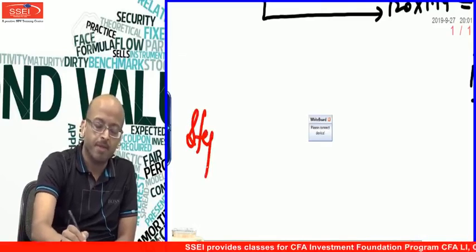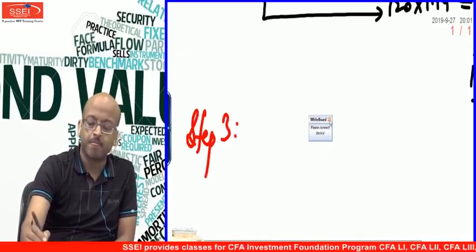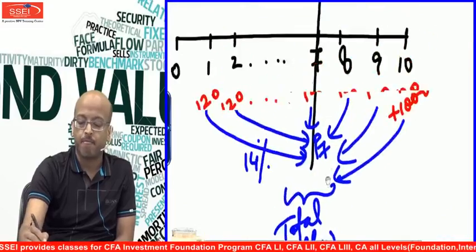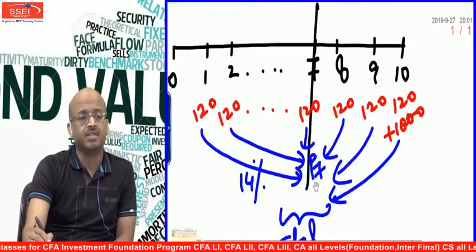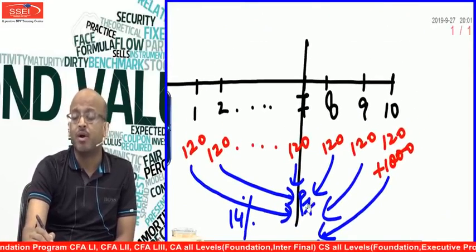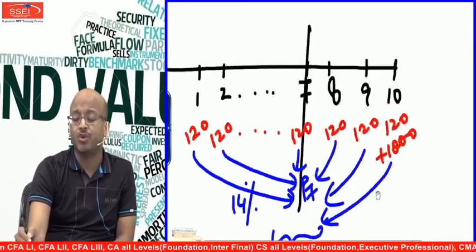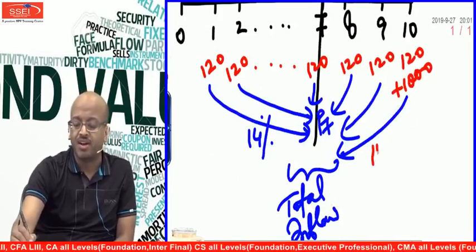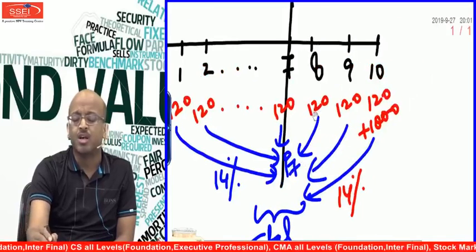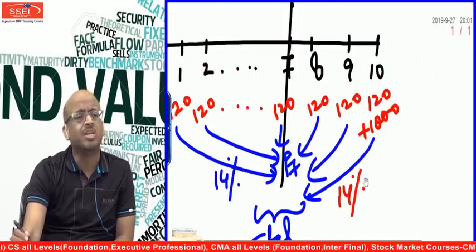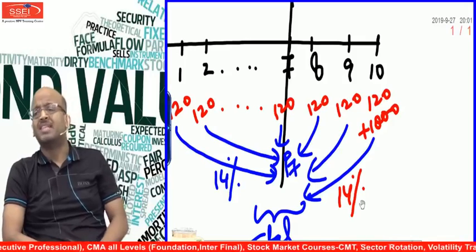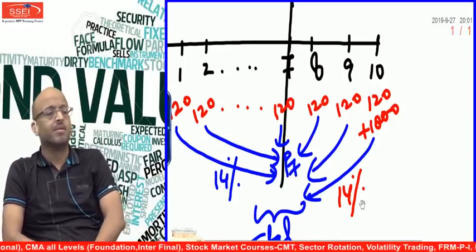Step 3. Please look at the number line again. We want to calculate P7 because you want to sell the bond after 7 years. So when you sell the bond, you will get the present value of the remaining cash flows discounted at the market rate. The market rate is what? 14. So you know what we have to do. Price of the bond is coupon amount into annuity factor, plus redemption amount into discounting factor, the same formula. Please do it.